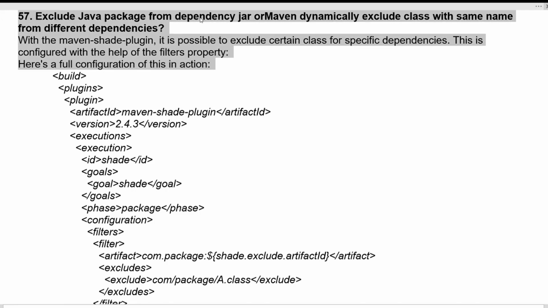Exclude Java package from dependency jar, or Maven dynamically exclude class with same name from different dependencies. With the Maven Shade plugin, it is possible to exclude certain classes for specific dependencies. This is configured with the help of the filters property. Here's a full configuration of this in action.